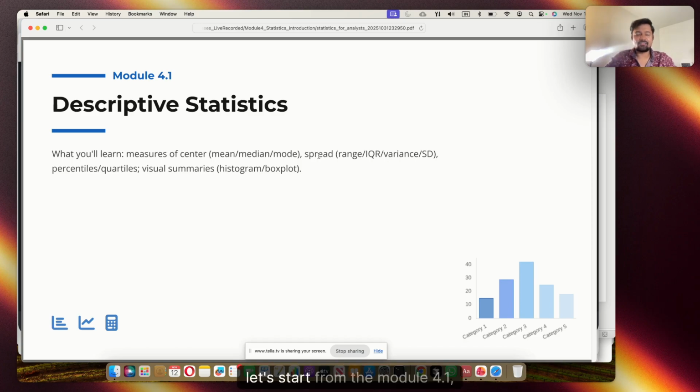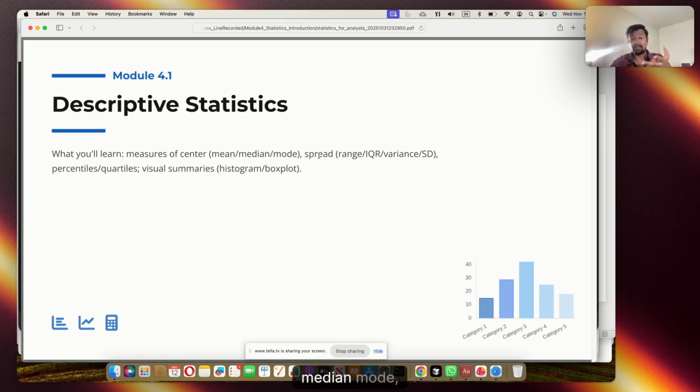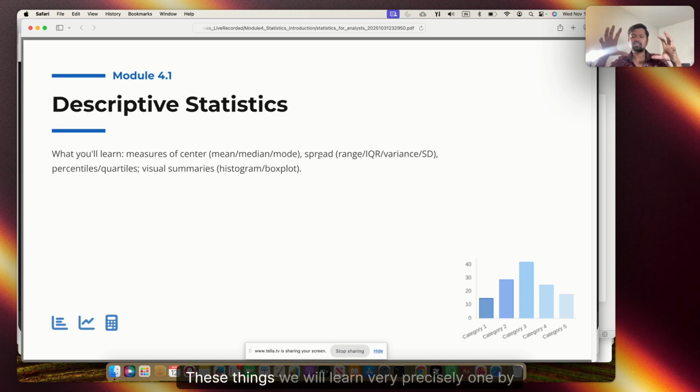So finally, let's start from module 4.1, which is all about descriptive statistics. In this, you are going to learn how to measure the center: the mean, median, mode; the spread: the range of the data, the IQR (interquartile range), variance, and standard deviation. You will use this information like percentiles, quartiles, and visual summaries in histograms and box plots. We will learn these things very precisely, one by one.